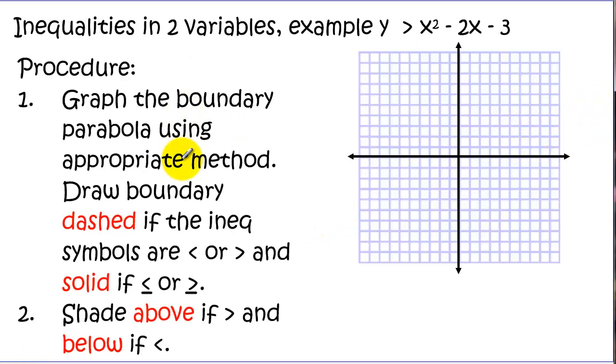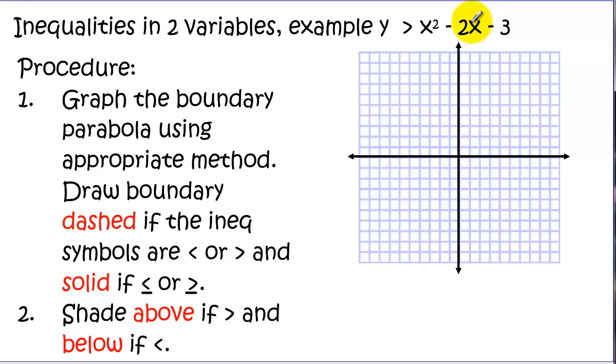The procedure is going to be very similar to when we did linear inequalities in an earlier unit. When we did linear inequalities, we drew a boundary line based on the linear equation. If you remember, we drew that line using either dashed or solid lines, depending on our inequality symbol, and then we shaded above or below the line. So the procedure is going to be identical here, except our boundary, instead of being a straight line, will be a parabola shape. So we have to graph this parabola, using whatever method is appropriate.